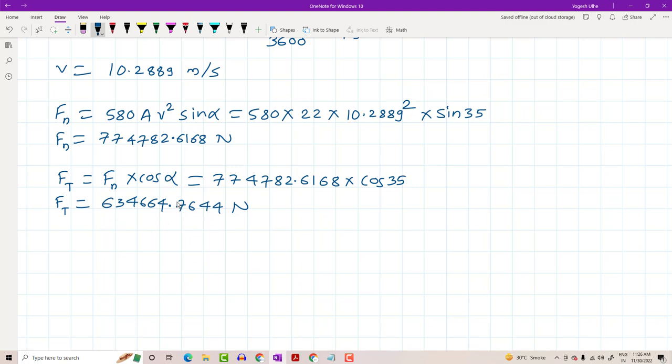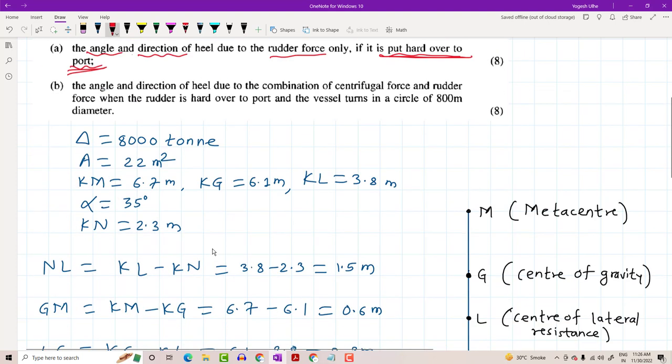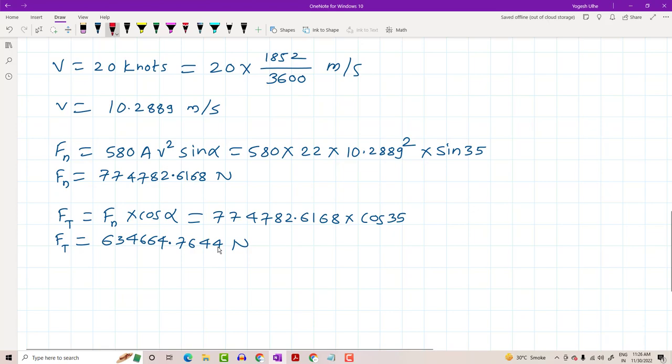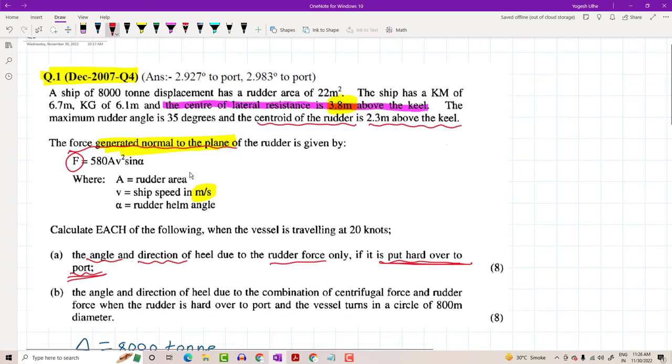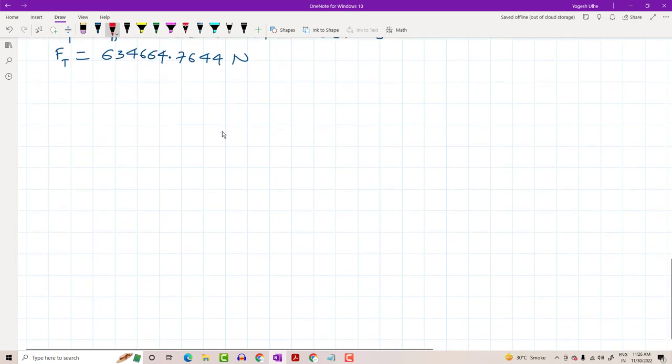Now after writing down this discussion, we will go for the A part. What do we need in A part? We need the angle and direction of the heel, meaning whether it is on the port side or starboard side, due to rudder force, if it is put hard over to the port. Guys, see the wording: angle of heel due to rudder force. So our target in A part is what?